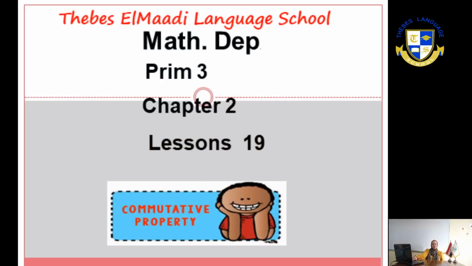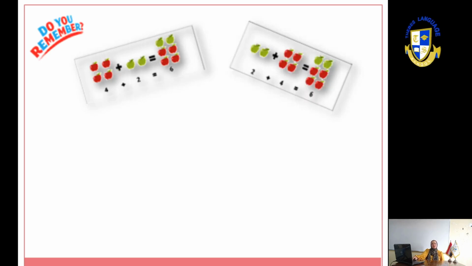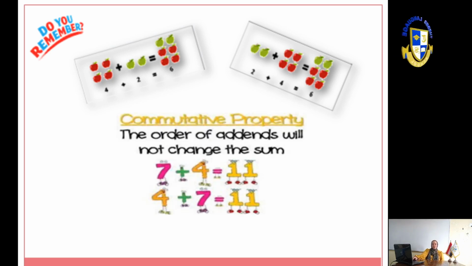Hello my dear students, today we are going to take lesson 19 in chapter 2, commutative property. Okay? Here, do you remember? If we have 4 plus 2, it will give us 6. 4 apples plus 2 apples, it will give us 6. And if we set 2 plus 4, it will also give us 6. This means commutative property. It means the order of addends will not change the sum.